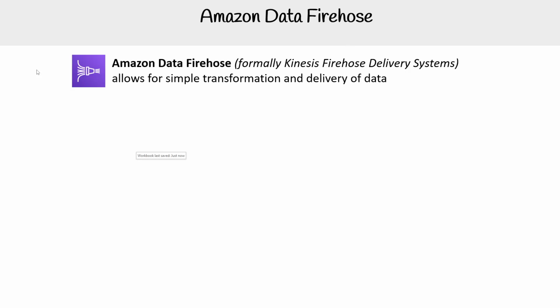Amazon Data Firehose, formerly known as Kinesis Firehose Delivery System, allows for simple transformations and delivery of data. And what's interesting here is that they renamed it and got rid of the word delivery system, which I thought was a really good name because it really indicated what it did. But then for Kinesis Data Analytics, they made the name more obvious. So it's weird that they do this, but clearly there are different teams having different opinions here, and they're just changing things all the time on us.